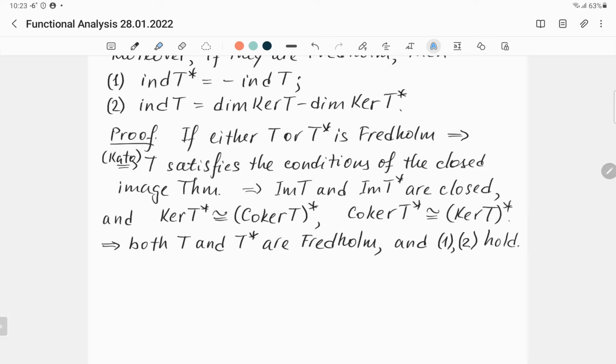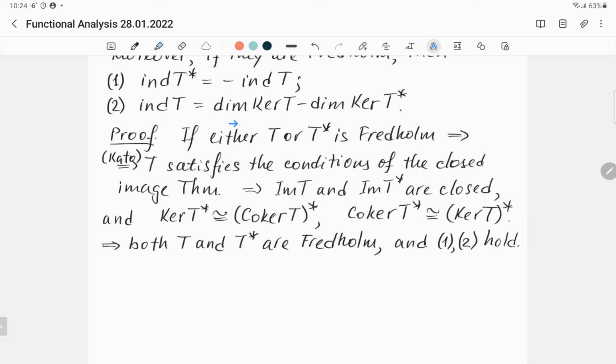And finally, the same two isomorphisms imply formulas 1 and 2. For example, the index of T is the dimension of this space minus the dimension of this space. And since the dimension of the dual is the same as the dimension of the original space, we conclude that the index of T star is the dimension of this one minus the dimension of this one. And this is exactly minus the index of T. And for the same reason, formula 2 holds.